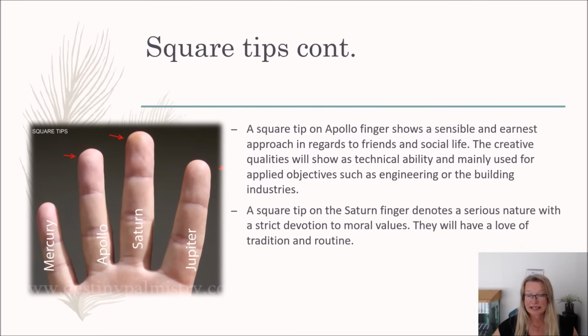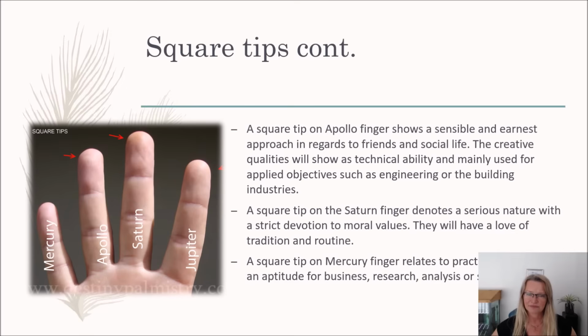A square tip on the Saturn finger denotes a serious nature with a strict devotion to moral values. They will have a love of tradition and routine in their life. The square on the Mercury finger relates to practical aptitude for business, such as research and analysis and studies.